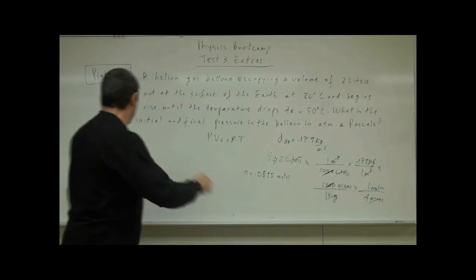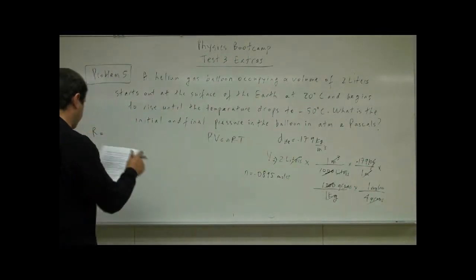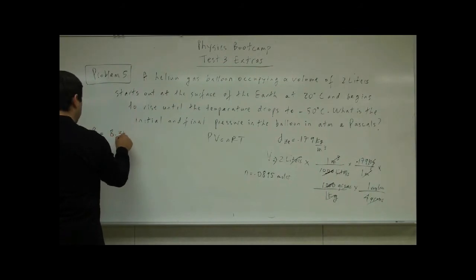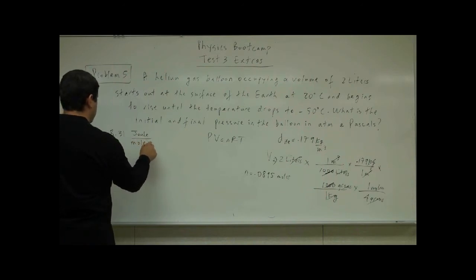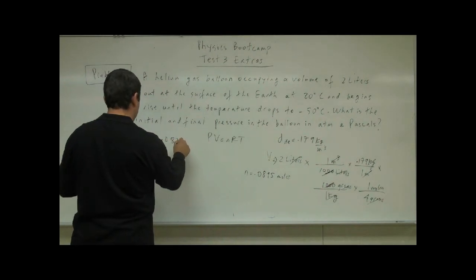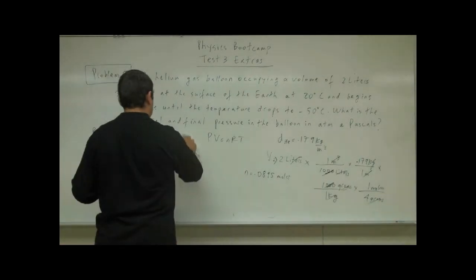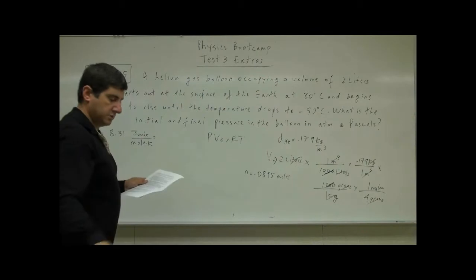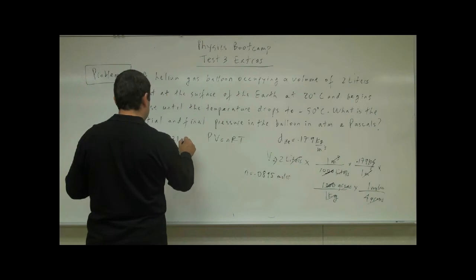what version of the R are we going to use? R is the gas constant. There's a couple different versions of the gas constant. There's one that says 8.31 joules per mole Kelvin, or 0.0821, and that'll be liters atmospheres divided by mole Kelvin.